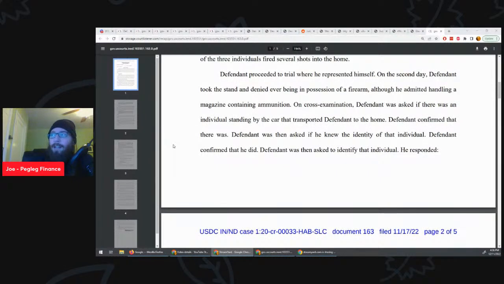Defendant proceeded to trial where he represented himself. On the 2nd day, defendant took the stand and denied ever being in possession of a firearm, although he admitted handling a magazine containing ammunition. On cross-examination, defendant was asked if there was an individual standing by the car that transported defendant to the home. Defendant confirmed that there was. Defendant was then asked if he knew the identity of the individual. Defendant confirmed that he did. Defendant was then asked to identify the individual.